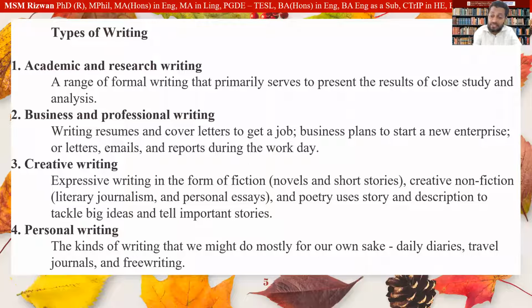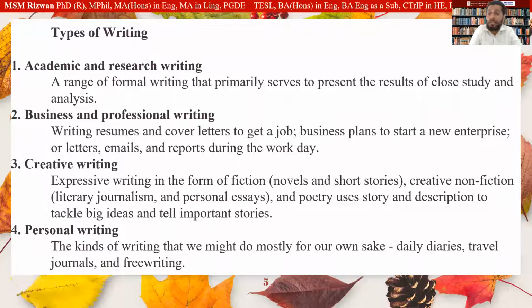You may study in the literature, introduction to literature in English. Under that course module, you may have some deep analysis on it, as well as creative non-fiction, like literary journalism and personal essays. And poetry uses story and description to tackle big ideas and to tell important stories. So here, what is expected from creative writing is expressive writing in the form of fiction.